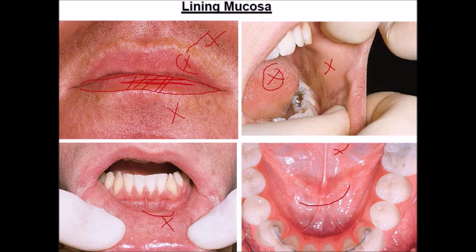How can we differentiate between the skin and the oral epithelium or oral mucosa? What differentiates the skin from the oral mucosa is the presence of the skin appendages in the skin. What are the skin appendages? We have hair follicles, sweat glands, and sebaceous glands. These are the skin appendages.